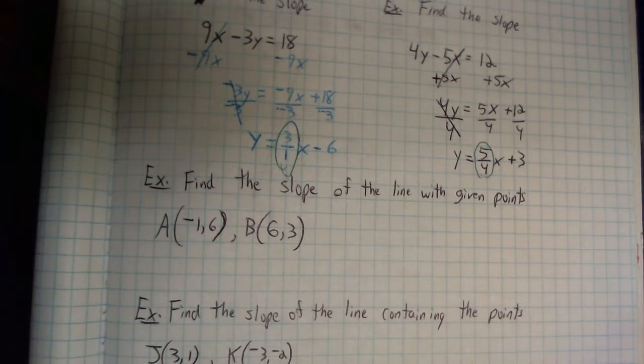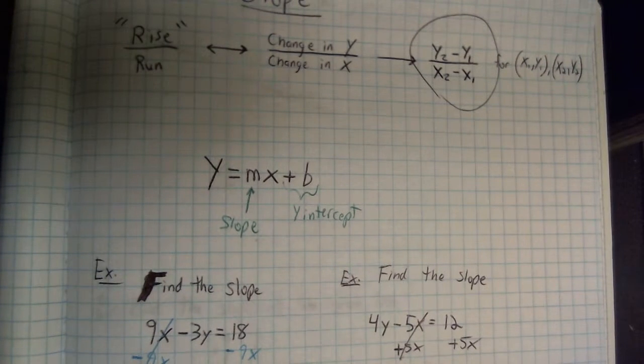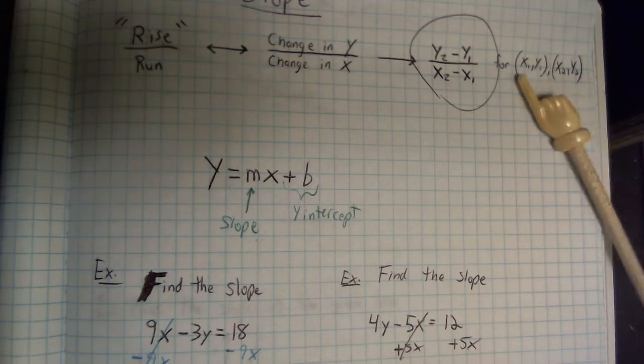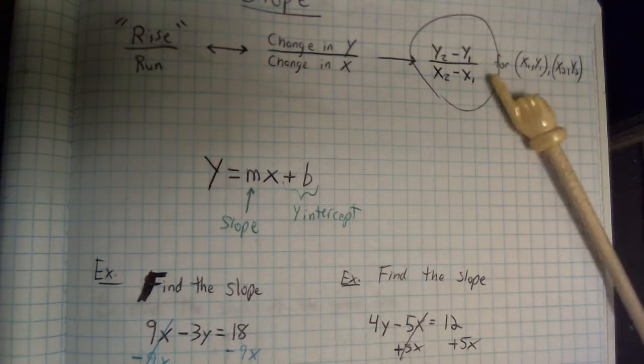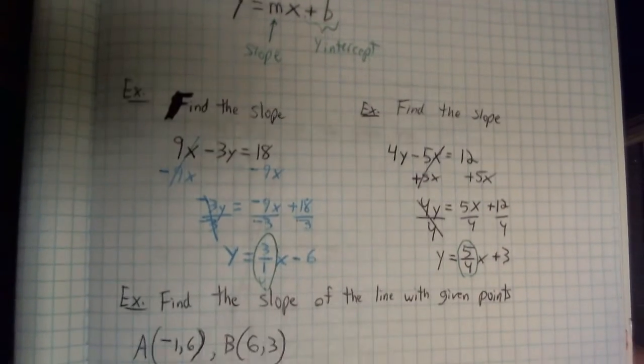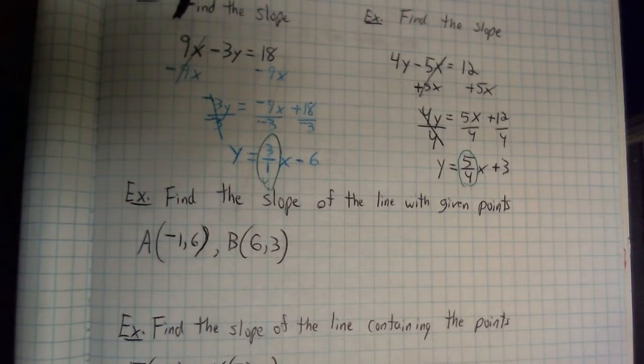Alright, the next type that we can look at is finding slope through given points. Now, we had this formula up here, and it tells us that it doesn't matter what x, y coordinates we have. If we have two coordinate pairs, we can plug it into the formula and figure out the slope of that particular line. So let's take a look at this example that we have here. They tell us to find the slope of line containing points A and B.